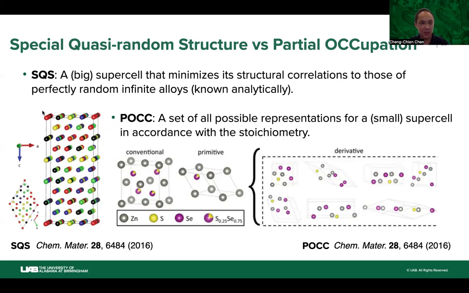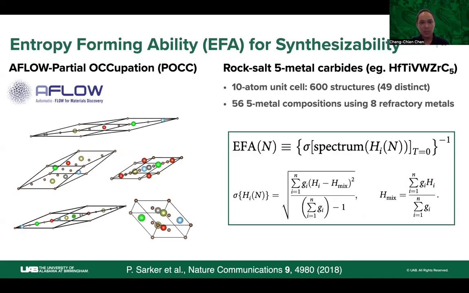However, in practice, for SQS, one wants to consider the largest possible supercell you can have in your calculations. And for POCC, one wants to consider the smallest possible supercell that's compatible with the underlying stoichiometry. So we'll be discussing both methods. First of all, POCC has an advantage that it can help to compute the synthesizability.